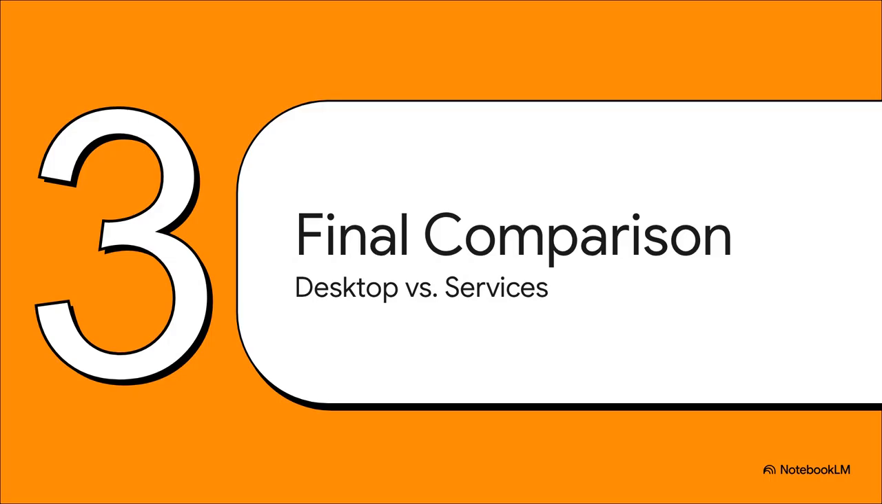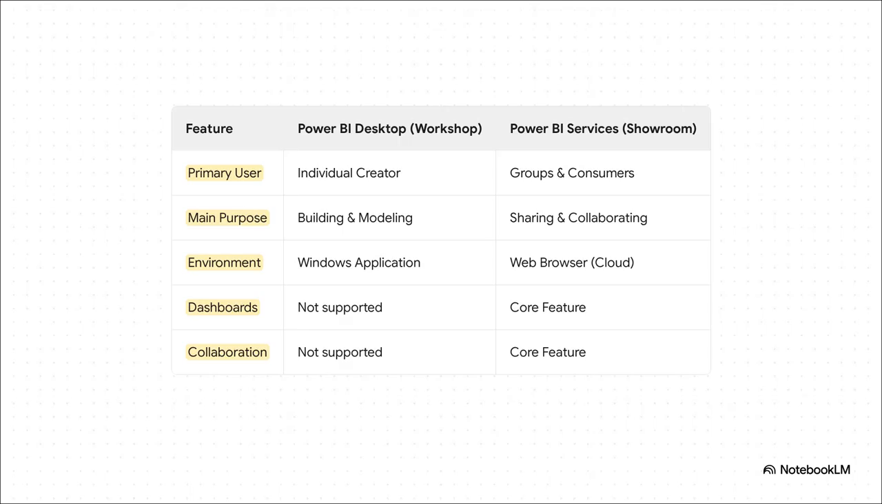So we've toured the workshop and we've walked through the showroom. Now let's put them side by side. Let's really lock in those key differences head to head. When you look at it this way, the distinction becomes crystal clear. On the left, you've got the workshop, the desktop app. It's for the individual creator. It's a solo environment for building. On the right, you've got the showroom, services. It's for groups and consumers. It's all about sharing and collaborating in the cloud. The pattern is so obvious. Creation happens on the desktop, collaboration and key features like dashboards only exist online. They're two different tools for two very different jobs.